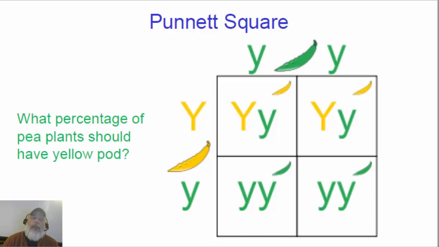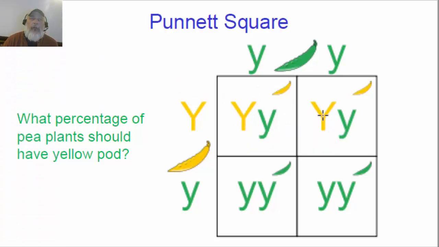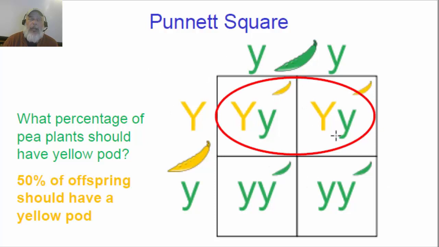So what percentage of pea plants should be yellow? Remember, yellow is the dominant gene, so if it has yellow at all, it's going to be phenotype yellow. So this one is going to be yellow, this one is going to be yellow, this one's going to be green, this one's going to be green. There is a 50% chance that the offspring should be yellow.